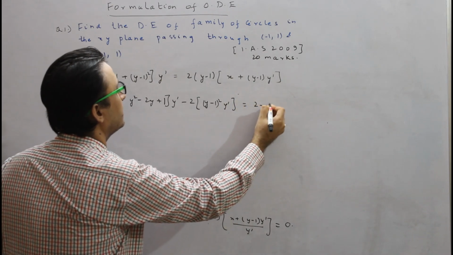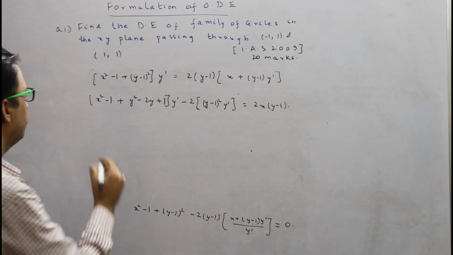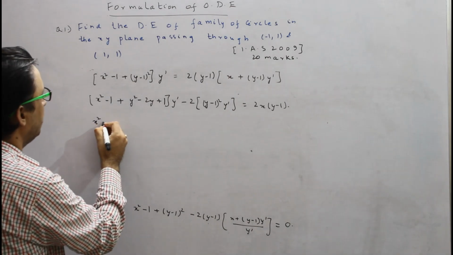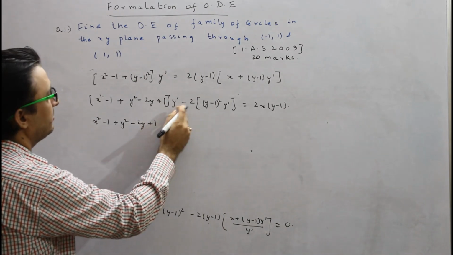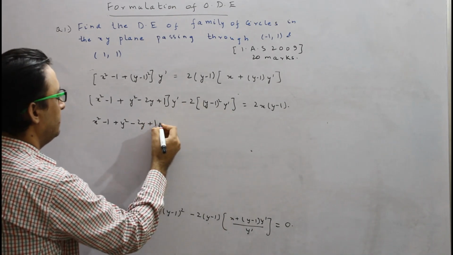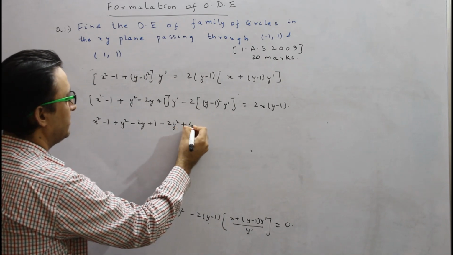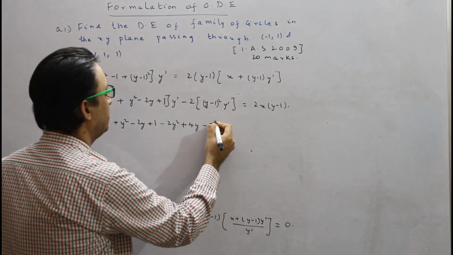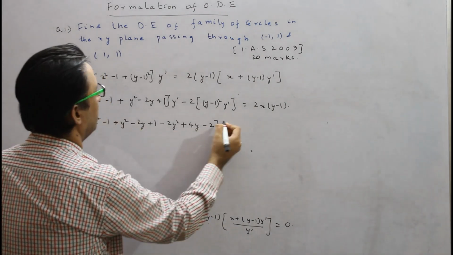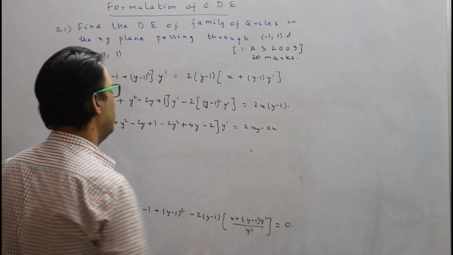And this is 2xy minus 1. So we can further simplify this one. When we do that, it becomes x square minus 1 plus y square minus 2y plus 1. If we simplify further, this becomes 2y square, minus becomes plus, this becomes 4y, and this becomes minus of 2y dash is equal to 2xy minus 2x.